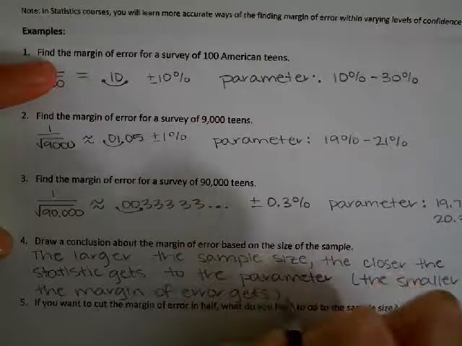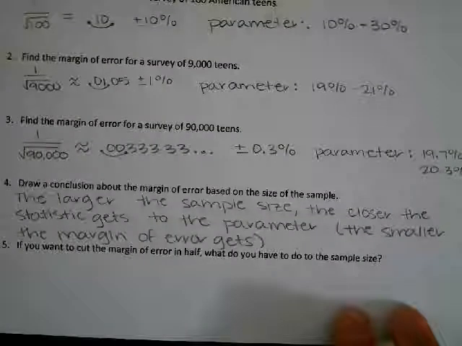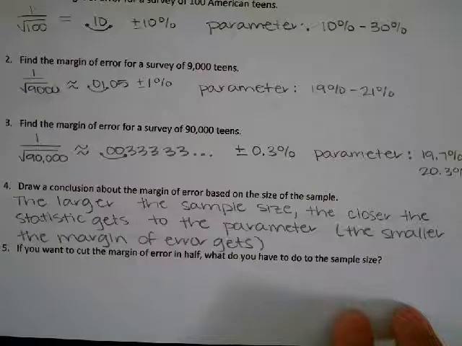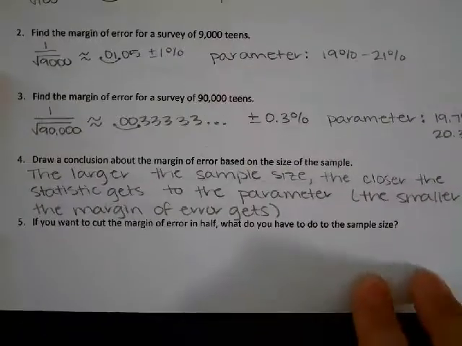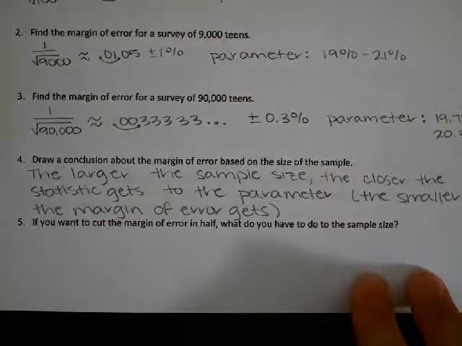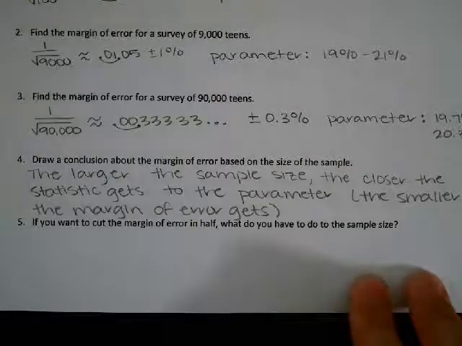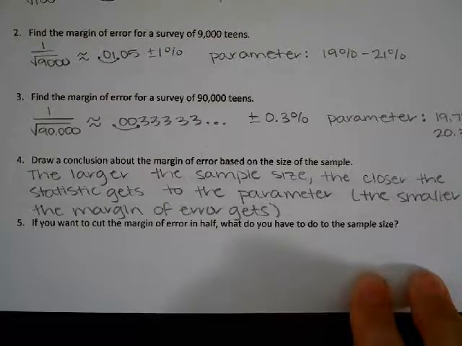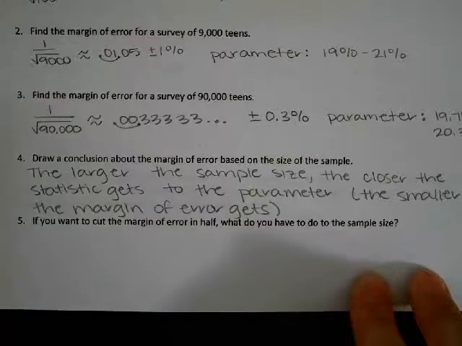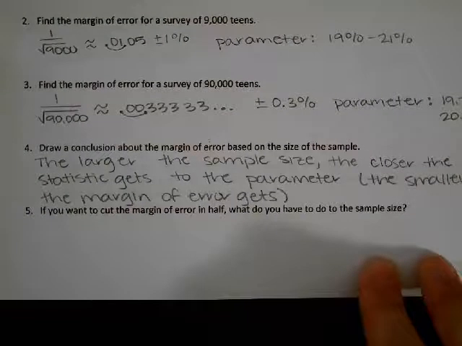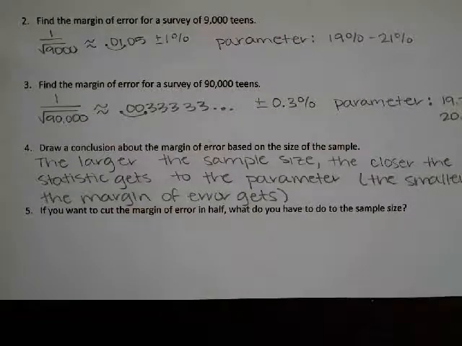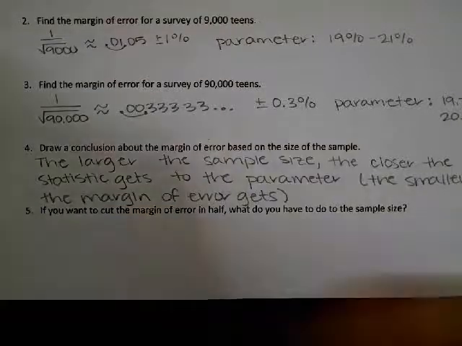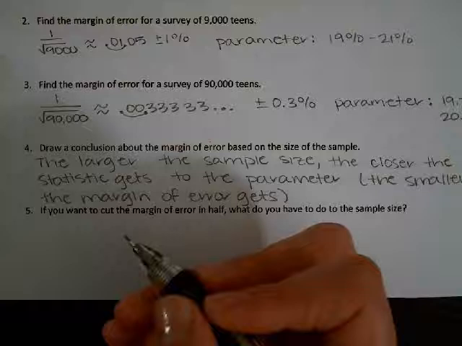Okay. So next it says, if you want to cut the margin of error in half, what would you need to do to your sample size? So what I'm going to do is take any number for a margin of error, and I'm going to pick an even number, so it's something that I could cut in half. You could do this on your paper and choose any even number that you want, but let's say we started off with a margin of error of 18%.